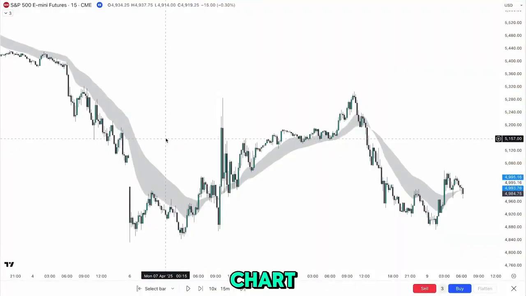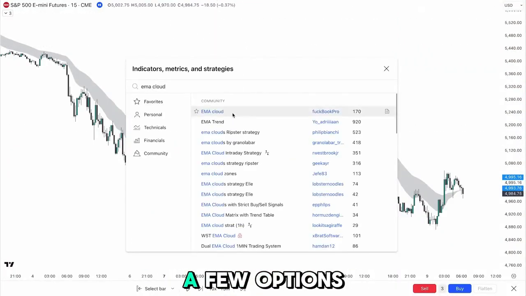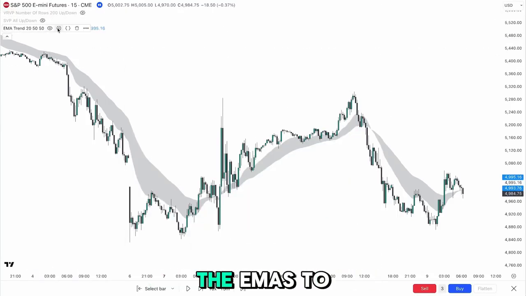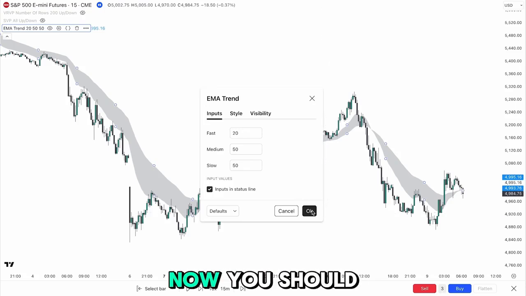First, let's apply it to our chart. You're going to head over to the Indicators tab, and then type EMA Cloud. Now here, you're going to see a few options. Pick the second one right here. Once it's added, open up the settings and change the EMAs to 20, 50, and 50. You can also switch the color to gray if you want. Now you should see something like this.